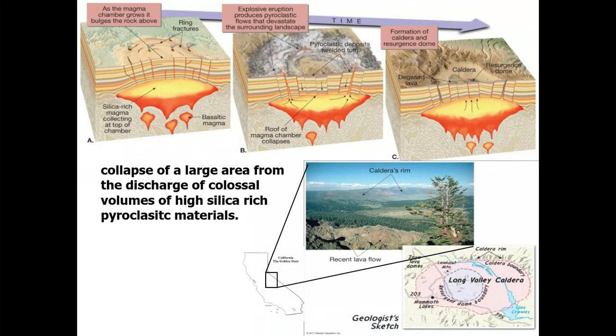Another very known type of caldera is known as the Long Valley caldera. And the Long Valley caldera is located, I believe, on the eastern side of the Sierra Nevadas. It's a very large caldera. It's at least 20 miles in diameter. And this is a result of a collapse of volumes of high rich silica pyroclastic materials.